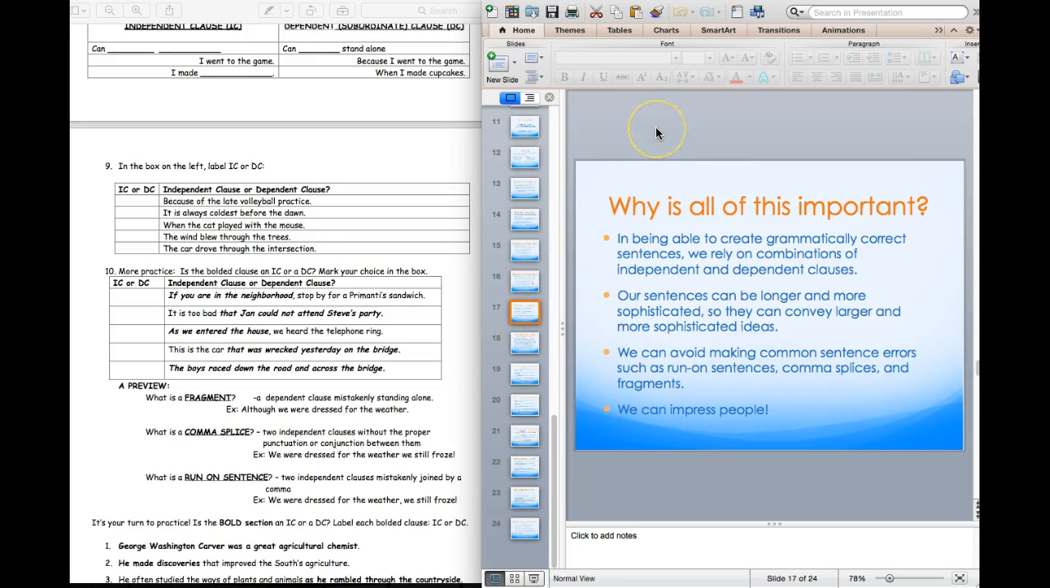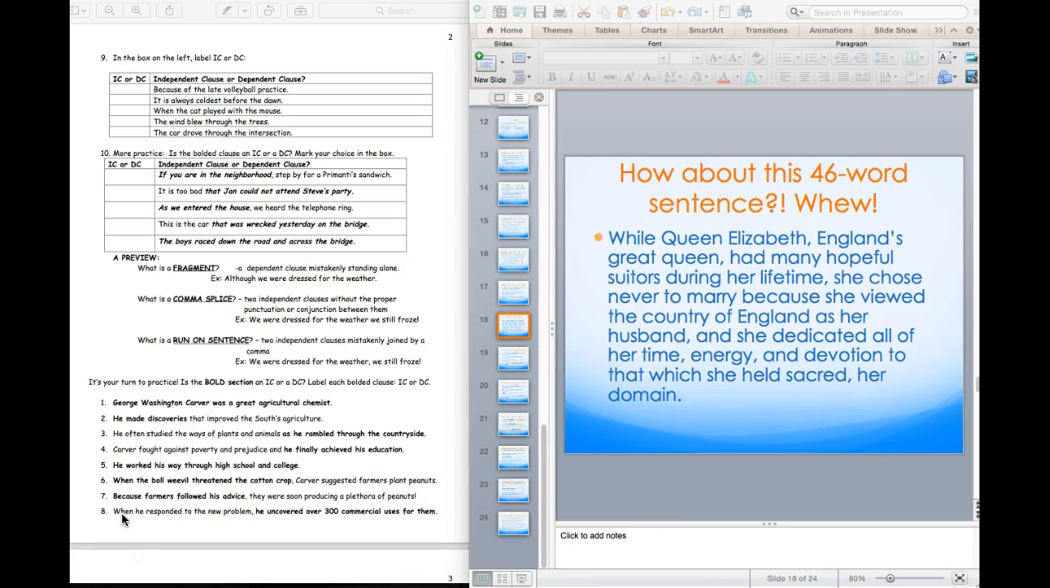Now, we want to be able to create grammatically correct sentences. We want to be able to write more sophisticated sentences, and we also want to avoid run-ons, comma splices, and fragments that can make us look, well, a little less educated. So writing complete sentences really is important, and that's why this is such an important unit. Here we have a grammatically correct, very long, 46-word sentence.